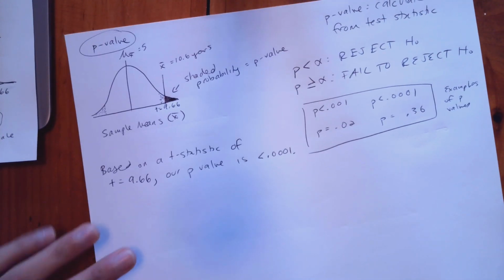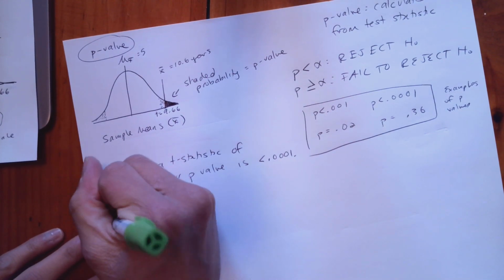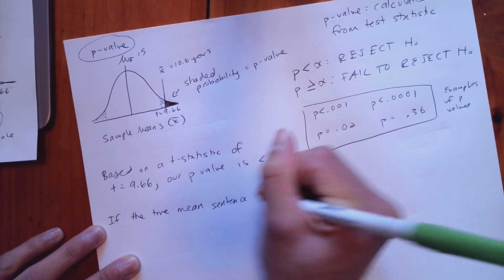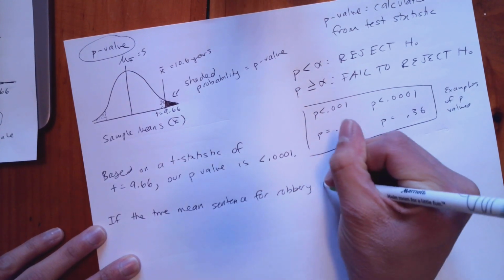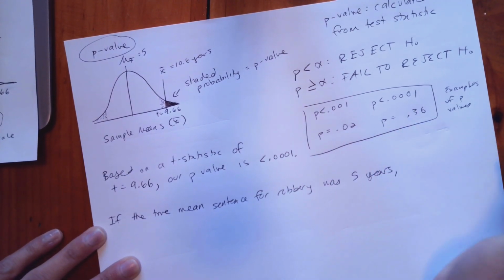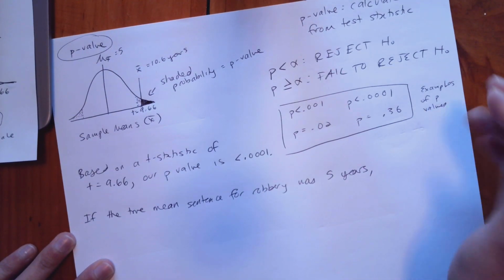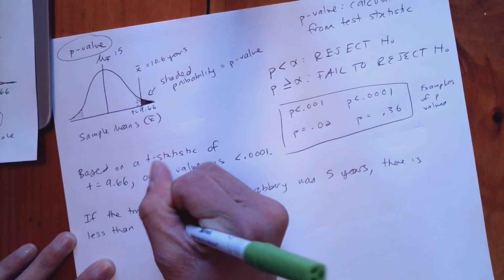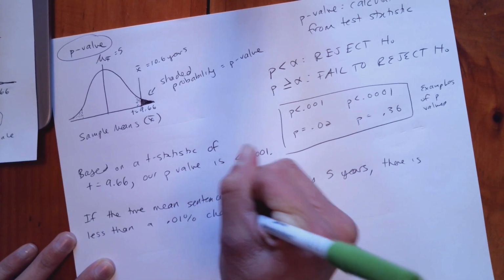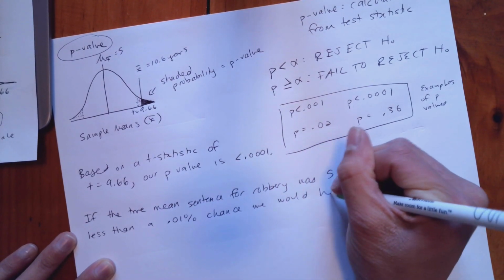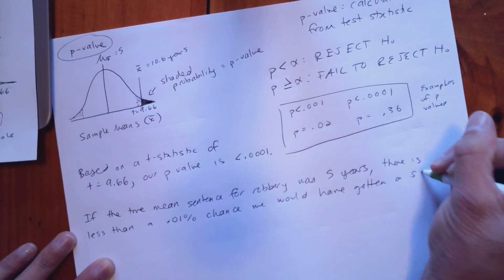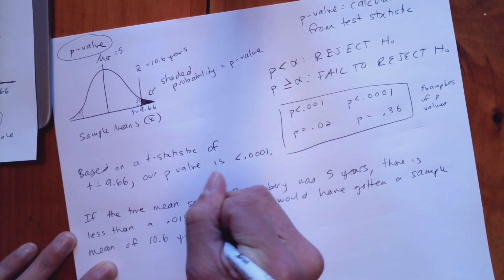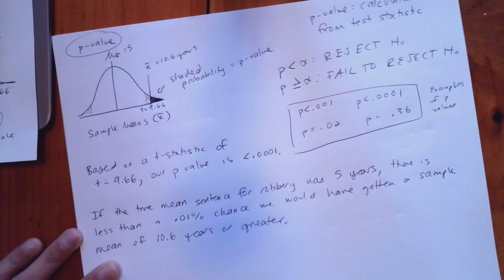And I'm going to write this out as well. So this means that if the true mean sentence for robbery was 5 years, there is less than a 0.01% chance we would have gotten a sample mean of 10.6 years or greater. So that's very, very unlikely.